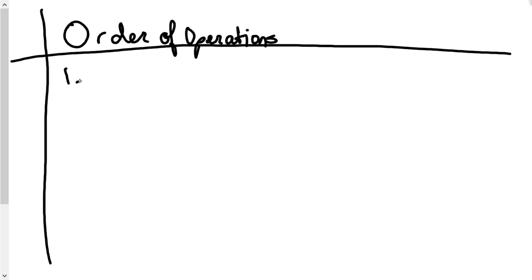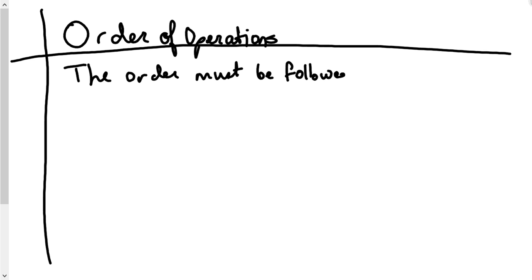Today we're going to start with our order of operations review. So the number one thing to remember is that these rules, we have to follow them. They're the order that must be followed to get the correct answer.